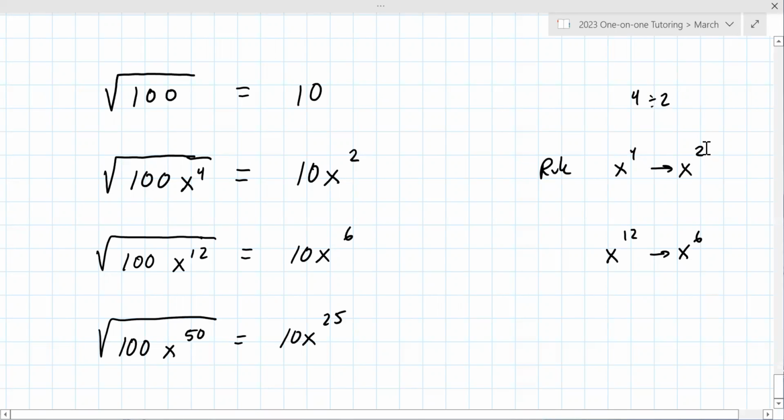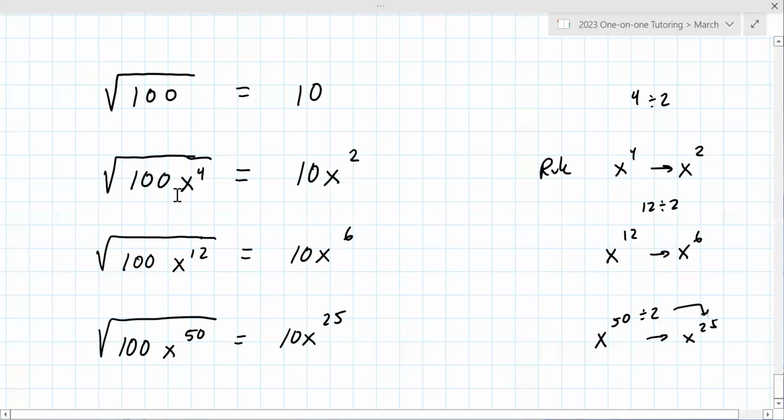Now, is it 2 because of this 2, or is it just 2 because that works? 4 divided by 2 gets you to 2. I would say because it works. Okay. So is 12 divided by 2 6? Yes. Now let's look at the last one here. Is 50 divided by 2 25? Yes. It is. So that's interesting.